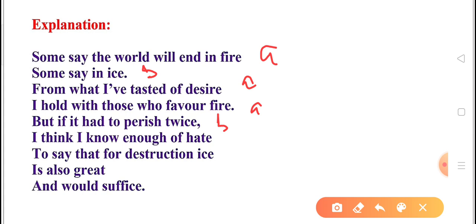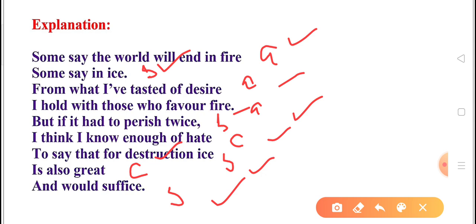Over here, hate. Hate is a new sound, so we'll denote it with the next alphabetical letter, that is C. Next is ice, and it is the repetition of the previous sound, so B. Then great, hate and great rhyme to each other, so over here we'll use C. And suffice, in suffice again there is a repeated sound, so B. So in this way our rhyme scheme is A B A A B C B C B. This becomes the rhyme scheme.